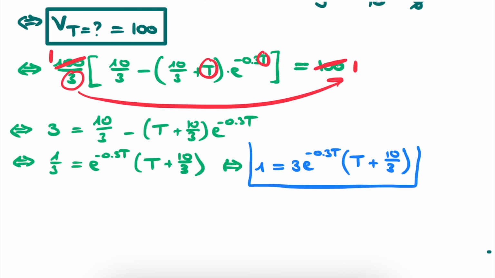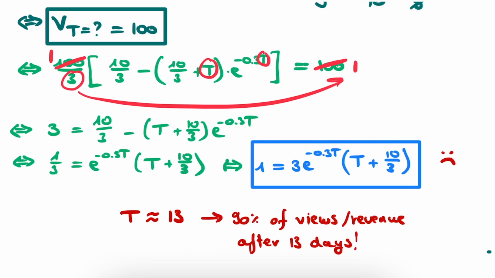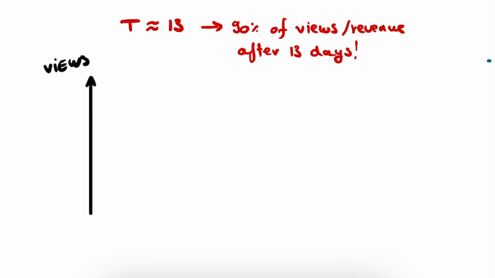And it is this equation now that we have landed on. And we need to find this t such that this equality sign holds true. And unfortunately, I am not able to solve this equation analytically, meaning with pen and paper. However, if you plug this into a numerical engine, then we get that this equation is true for t approximately equal to 13. And this means that 90% of the views or the revenue of this video is already achieved after just 13 days.